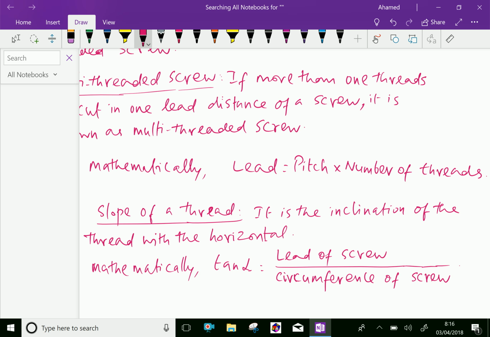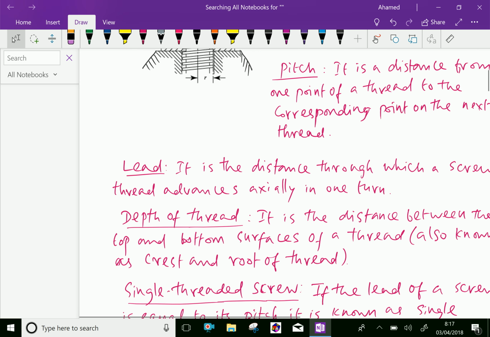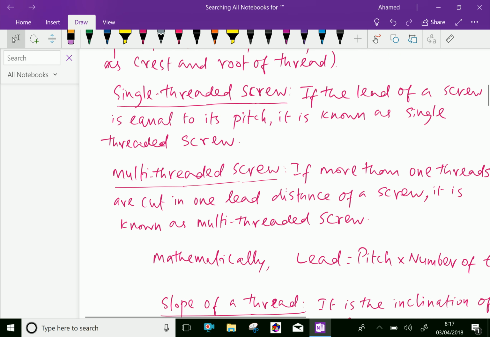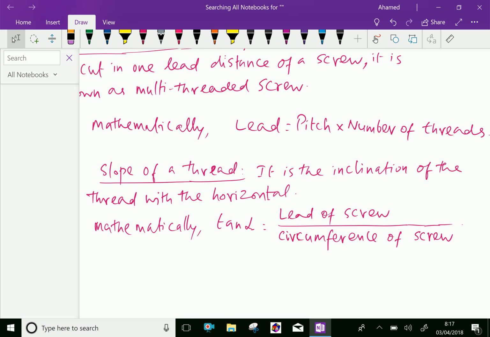Slope of a thread: it is the inclination of the thread with the horizontal. Like here, look at this figure. Here the surface is inclined with the horizontal with angle alpha. Mathematically, slope of thread is the inclination of the thread with the horizontal, and tan alpha equals lead of the screw over the circumference of the screw.